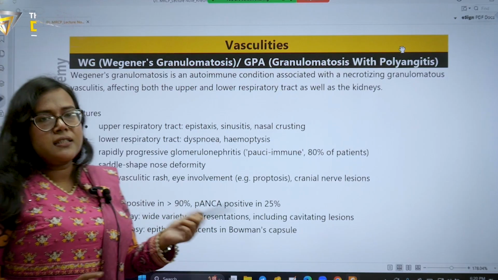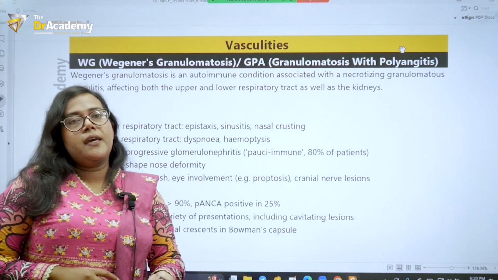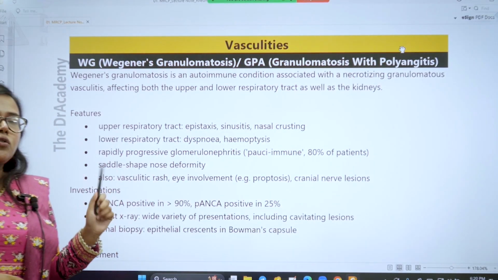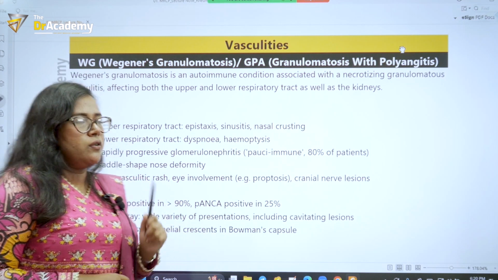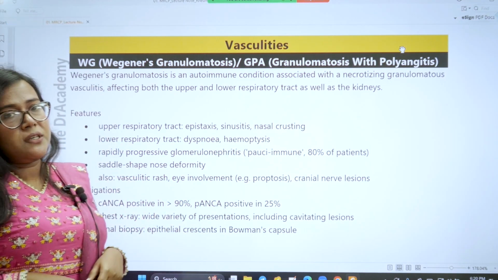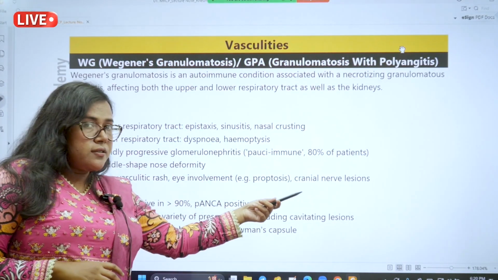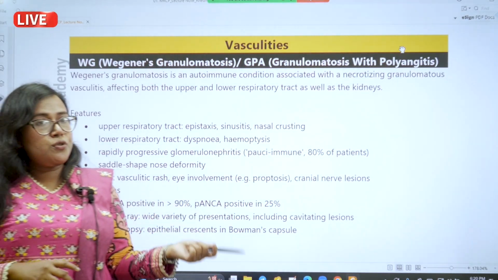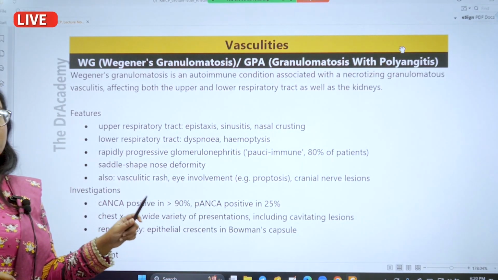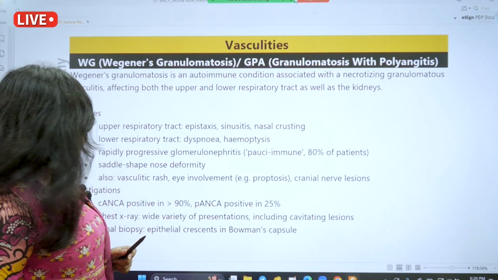I think in the first class I mentioned that I faced 3 questions coming from the Wegener's or the GPA. So in paper 1 I had 2 questions, and in the second paper I had 1 question coming from this particular portion. So this is that much important because not only can this be a question coming from the rheumatological section, but this is an important question that can come from the respiratory system. It's an important question that can come from the renal medicine or the nephrology system as well.